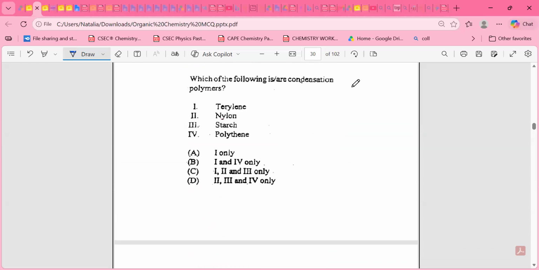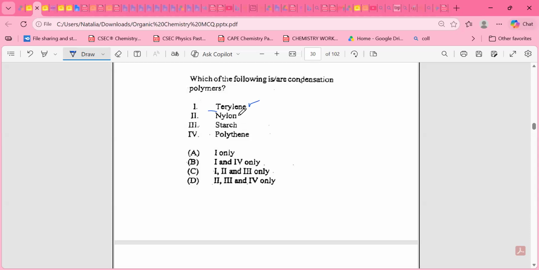Which of the following is a condensation reaction? So we said terylene was an example of a polyester. Do we form polyester via condensation polymerization? Yes, polyester is a condensation reaction. We use a diacid and a dialcohol and we take out the water to get the polyester. So terylene is condensation polymerization.